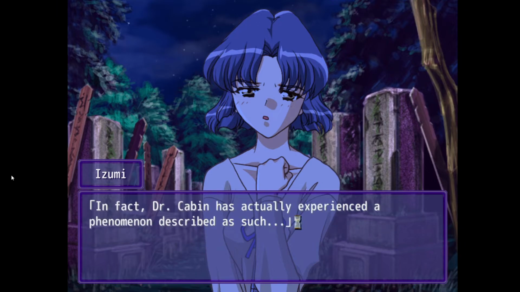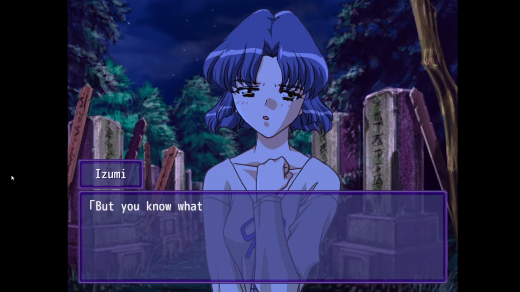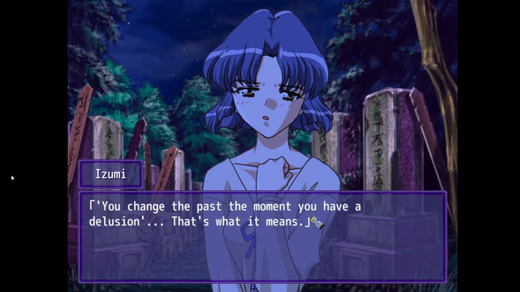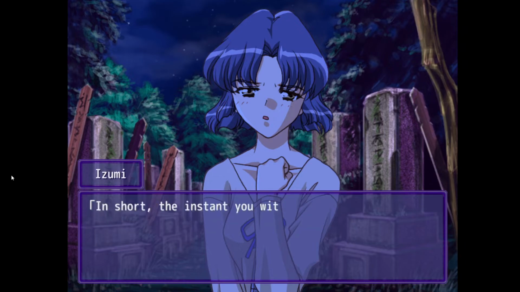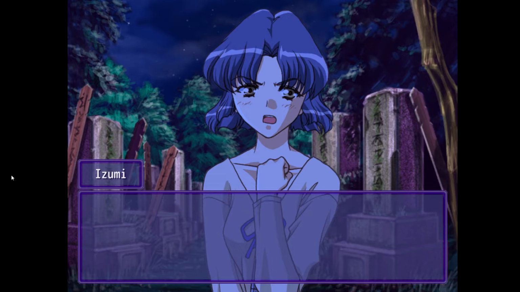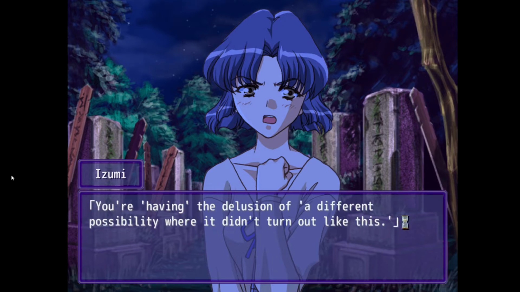In fact, Dr. Cabin has actually experienced a phenomenon described as such. But it doesn't mean something like you time travel into the past and end up changing history. You change the past the moment you have a delusion. That's what it means. In short, the instant you witnessed the scene of my death, you had the delusion of a different possibility, where it didn't turn out like this. No, to be more accurate, you're having the delusion of a different possibility, where it didn't turn out like this.